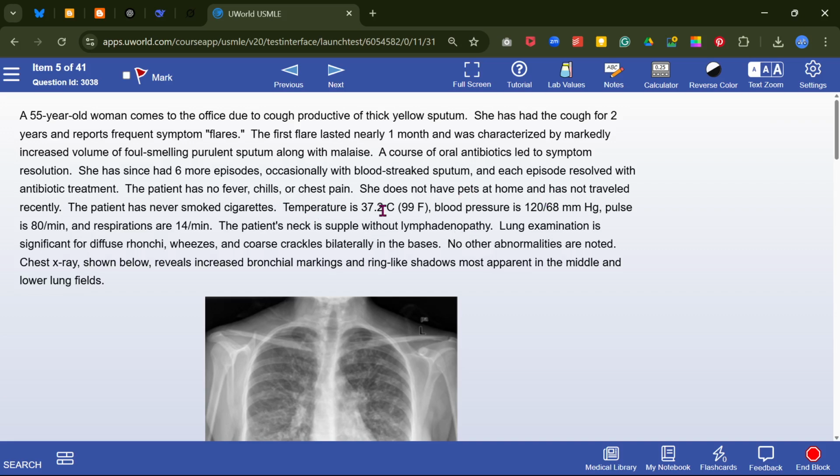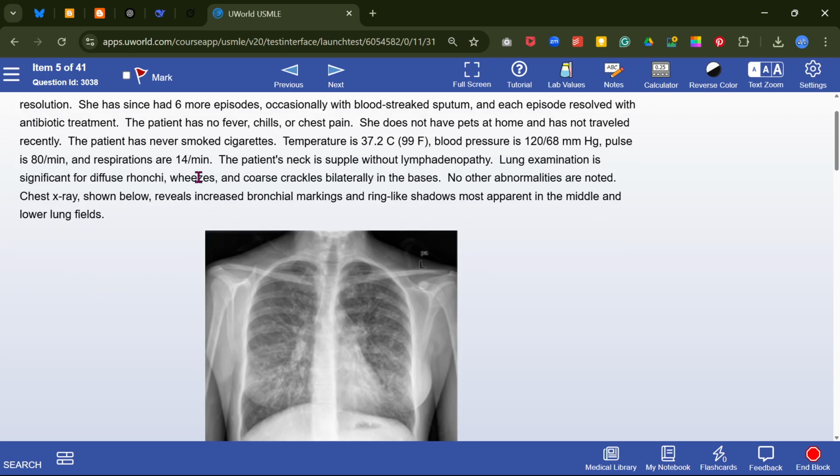Okay, look at here. There is no traveling history, no pets, no cigarette. Look at the neck: it is supple, without lymphadenopathy. Look at here: diffuse bronchi, wheezes, and coarse crackles. In bronchiectasis, there is coarse crackle. In ILD, interstitial lung disease, or idiopathic pulmonary fibrosis, there are fine crackles. So coarse crackles and bronchi, wheezes bilaterally in the bases.